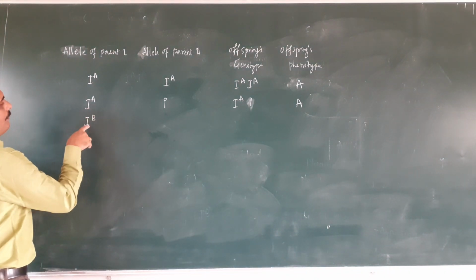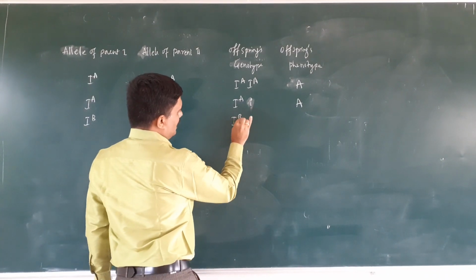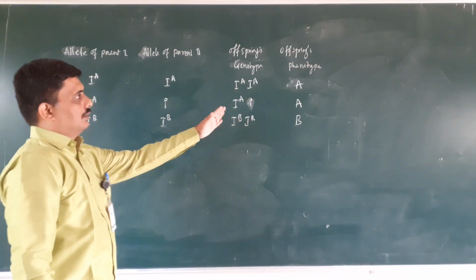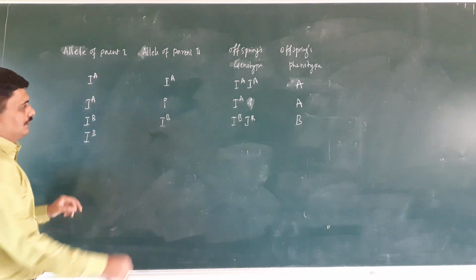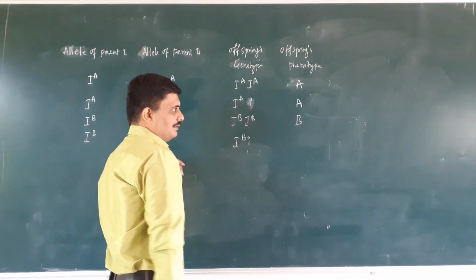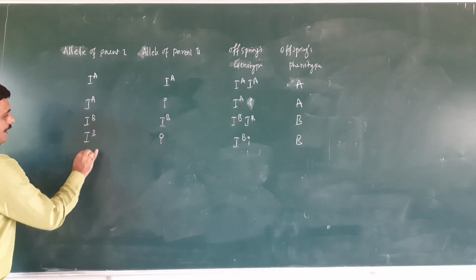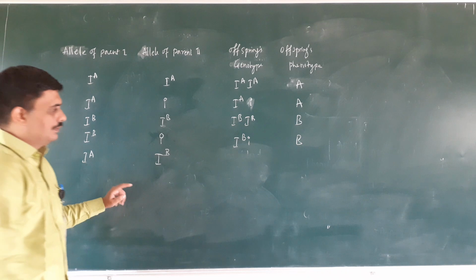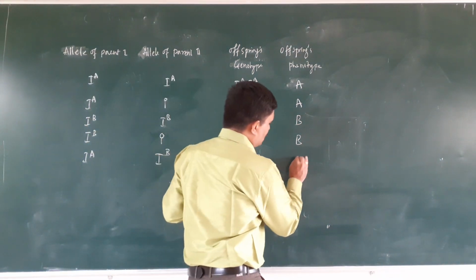When the alleles of parent 1 and parent 2 are both IB, the genotype of the offspring is IBIB, so the phenotype of the blood group of the offspring is B. If IB is the allele of parent 1 and i is the allele of parent 2, the genotype of the child is IBi, and the blood group of the child is B. When IA is the allele of parent 1 and IB is the allele of parent 2, IAIB is the genotype of the offspring, and the blood group is AB.